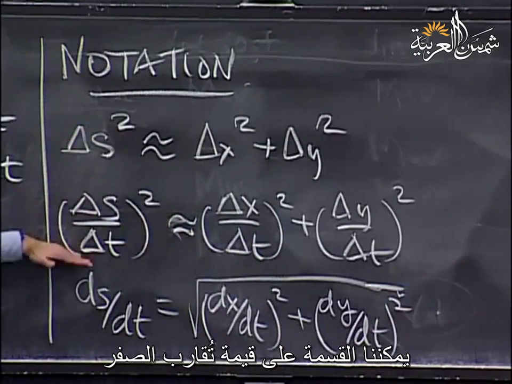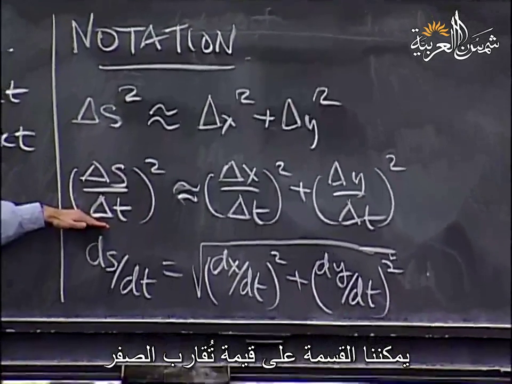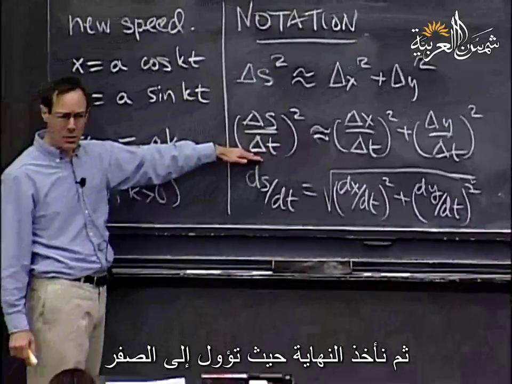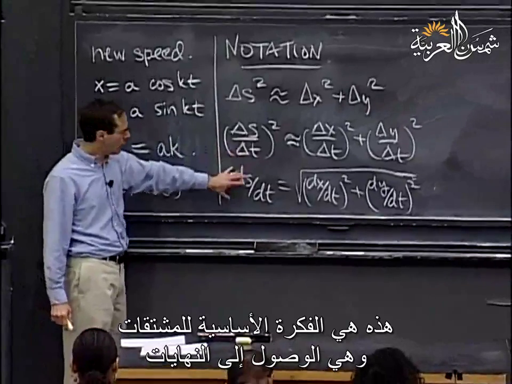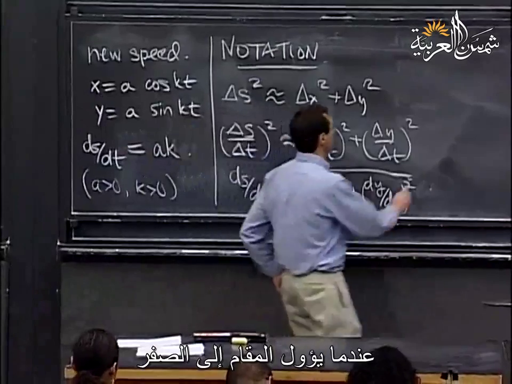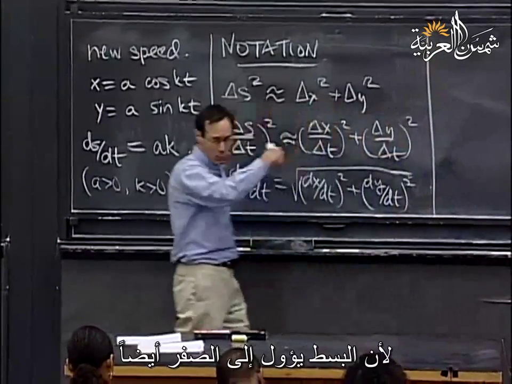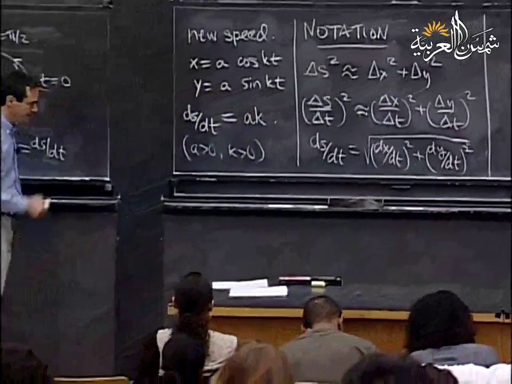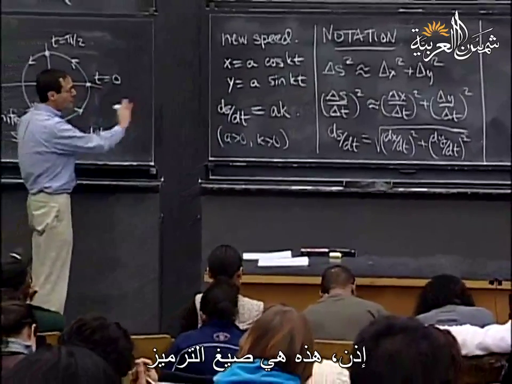Okay, so it's legal to divide by something that's almost 0 and then take the limit as we go to 0. This is really what derivatives are all about, that we get a limit here as the denominator goes to 0, because the numerator is going to 0 too. All right, so that's the notation.